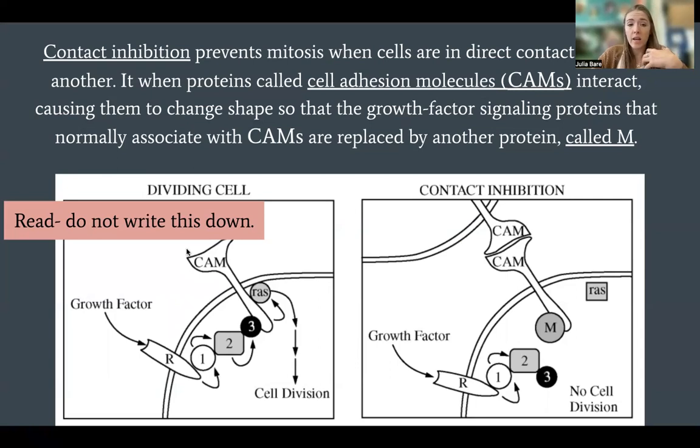Now, in the case that the cell experiences the sensation of another cell next to it, so it associates with another CAM protein, this recruits an M factor. Okay, so if we see this M factor in the image to the right, that M factor is going to inhibit the other proteins from associating with CAM. Because the M factor inhibits the other proteins from associating with CAM, it's going to keep this RAS protein from associating with CAM. And that is going to cause cell division to stop, right?